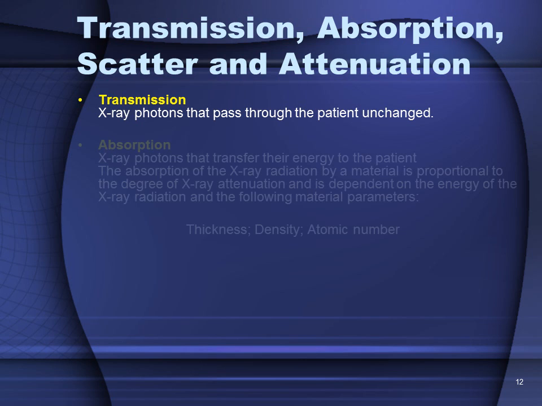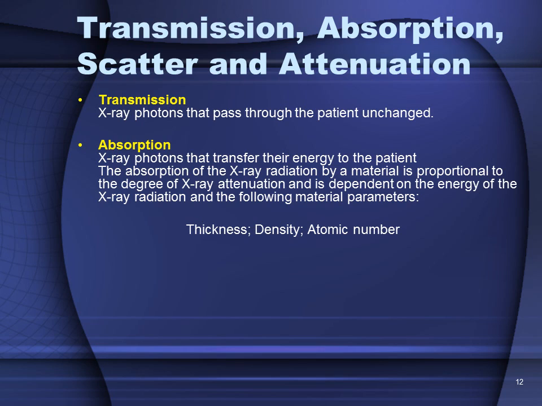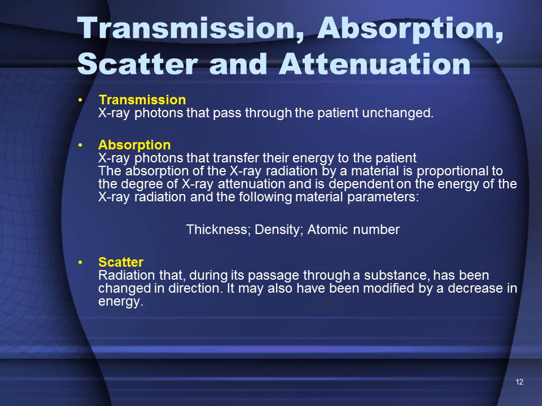This is in contrast to absorption, whereas the photons of the X-ray beam pass through the body, some of the energy of the X-ray radiation is absorbed by the patient. And this depends on the thickness, the density, and the atomic number of the structure which the X-ray photons are passing through. Scatter is a result where the X-ray photons are passing through the substance and they're deflected, or there's a change in direction of their path. And it also might be modified by a decrease in energy.